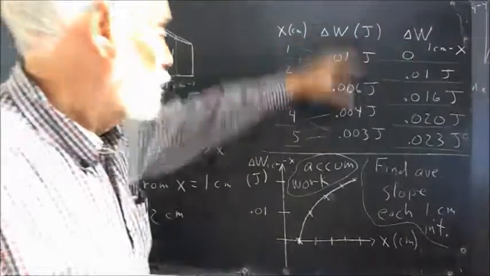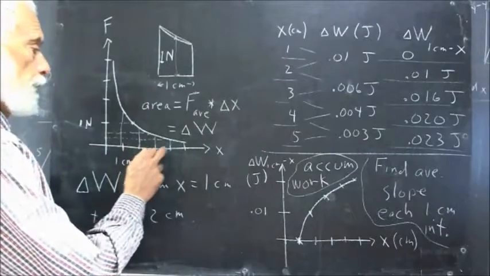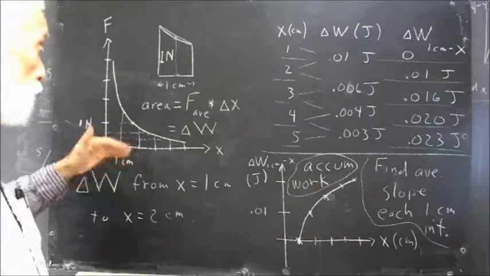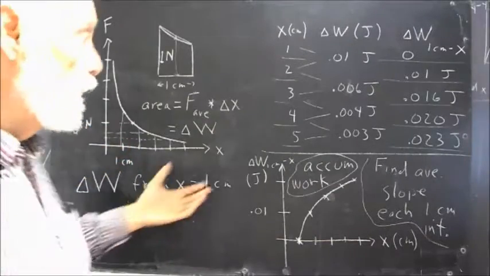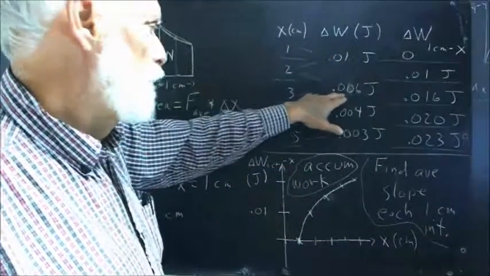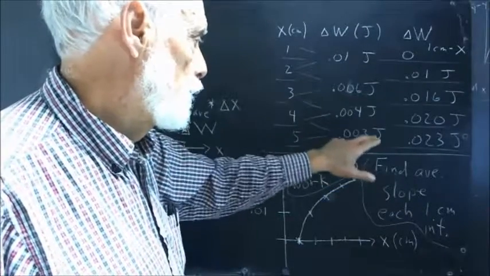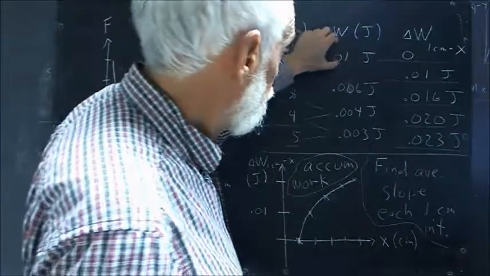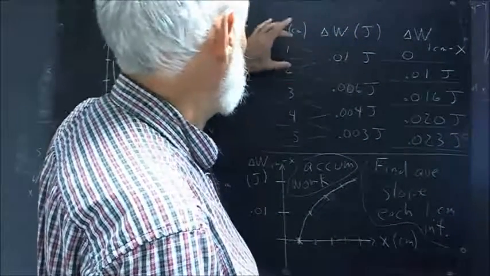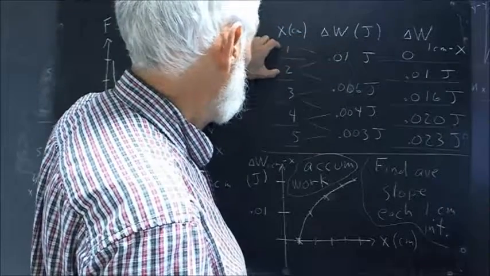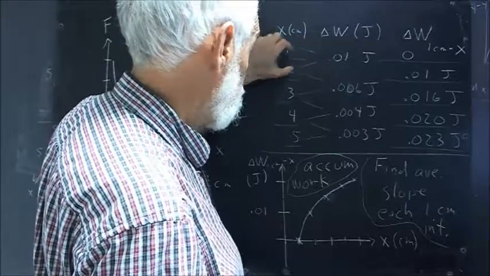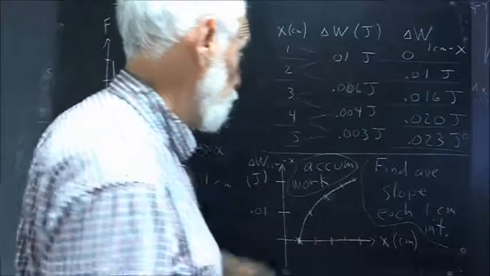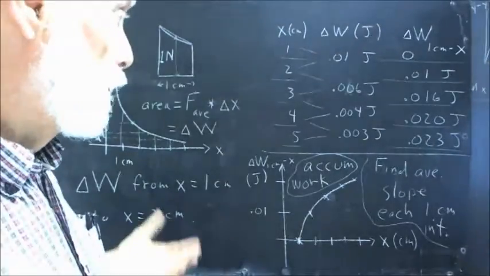Now we do the same calculation for the 3 subsequent intervals. And we got various results that were all in the right ballpark. The same calculation gave us something like 0.006 joules, 0.004, 0.003 joules. And of course, each work contribution corresponds to the work done between 2 positions. So from 1 centimeter to 2 centimeters, 0.01 joules, from 2 to 3 centimeters, 0.006 joules, etc. Again, everybody pretty much got that.